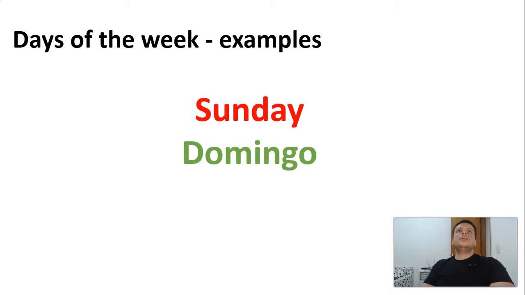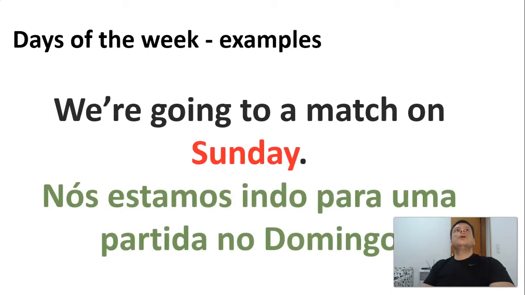As you know, Sunday means domingo. And now we have examples here. We're going to a match on Sunday means we are going to, nós estamos indo. We are going to a match on Sunday. Nós estamos indo para onde? Para uma partida. Pode ser uma partida de tênis, uma partida de futebol. Aqui ele não especifica. É simplesmente a match. E está dizendo quando? No domingo. Nós estamos indo para uma partida no domingo. We are going to a match on Sunday.